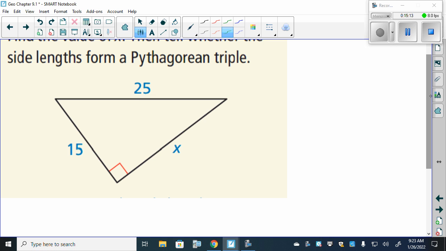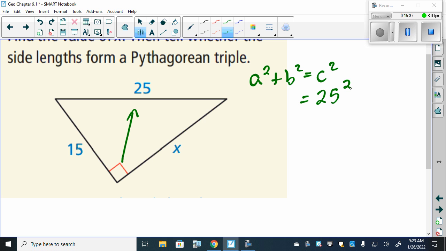Let's look at this one here. So again, we're going to be using a squared plus b squared equals c squared. We're using Pythagorean theorem to find the missing side length, and then trying to determine if it is a Pythagorean triple. So which one is the hypotenuse? 25. That means A and B are 15 and x.